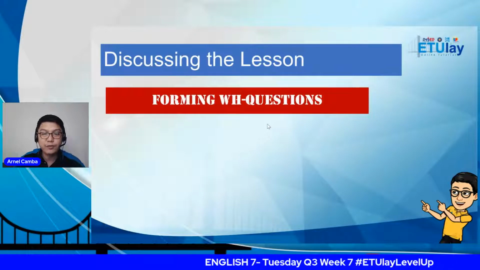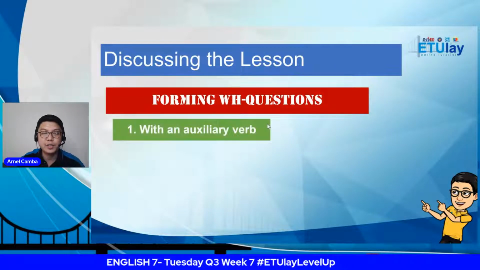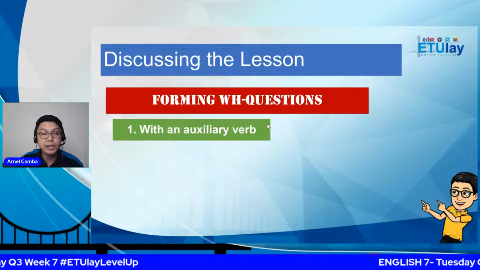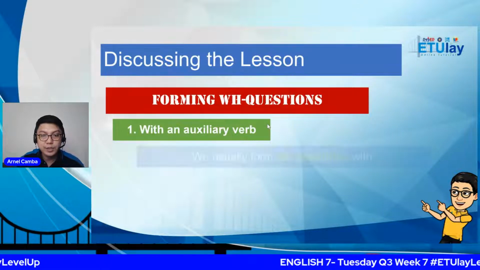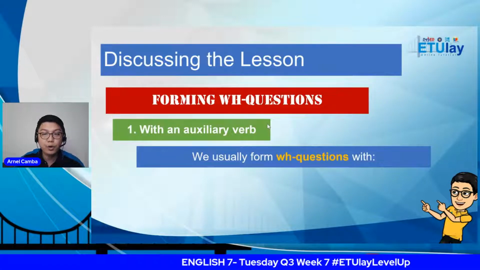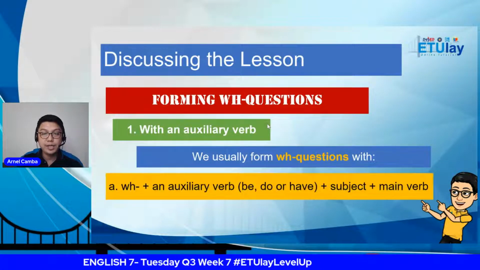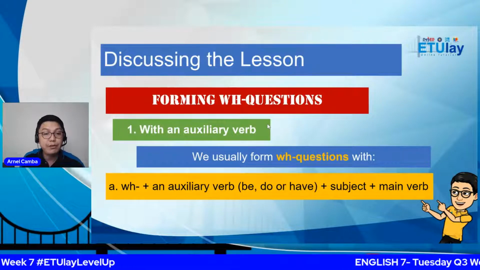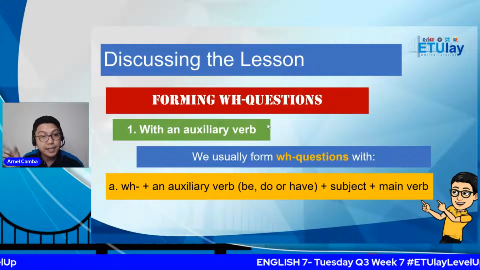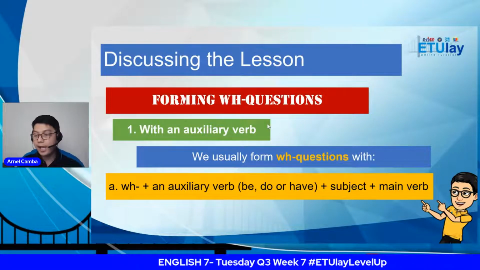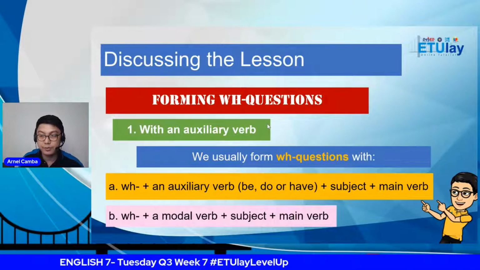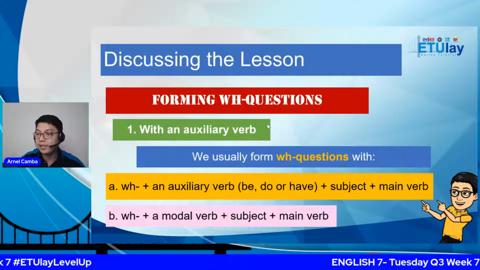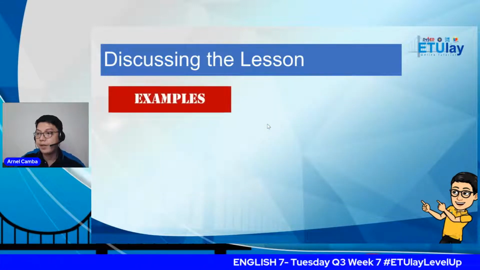So there are rules for forming WH questions. So the first one that we should remember when we form WH questions with an auxiliary verb or helping verb, this should be the pattern. So we usually form WH questions with, look at this one, yung WH question followed by an auxiliary verb. It could be a be verb, do or have, plus the subject and the main verb. And you can also use a modal verb: WH, modal verb, subject, and main verb. And these are the examples of it.